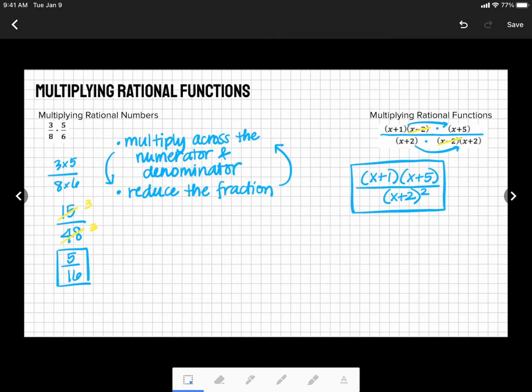So essentially, we're multiplying across the numerator, multiplying across the denominator, and reducing, but I suggest you reduce first. First, look for a common factor that you're dividing between the numerator and denominator. Do you leave it in factored form, or do you have to put it in standard form? Always leave it in factored form.